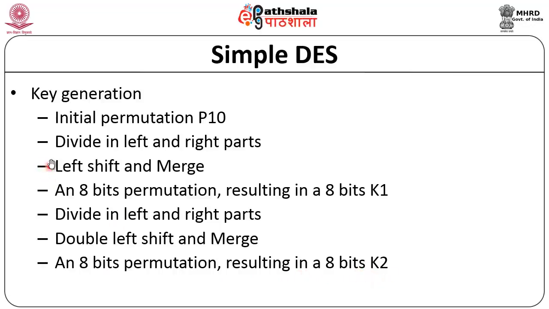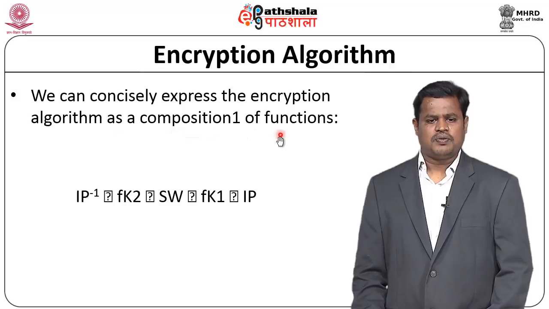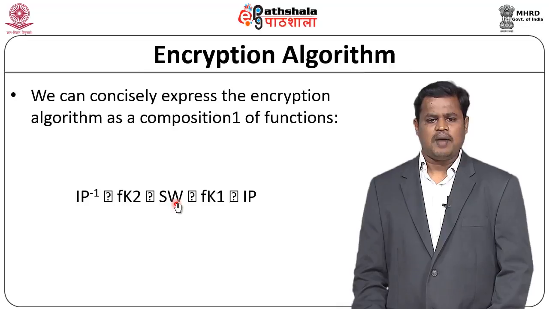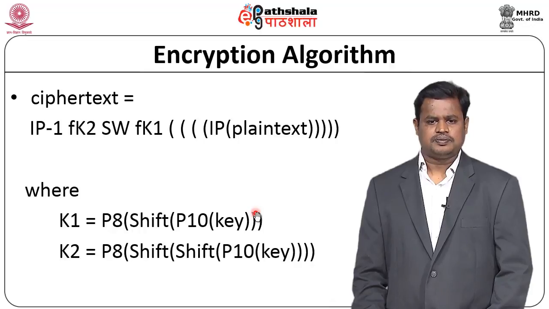So we should understand the difference. In the first round: initial permutation, dividing into left half and right half, left shift, merge, and 8-bit permutation resulting in an 8-bit key. The additional thing in the second round is the double left shift and merge, where you get the 8-bit key. Here we can concisely express this with the composite of functions: initial permutation, function K2, the swapping function, function K1, and the initial permutation.